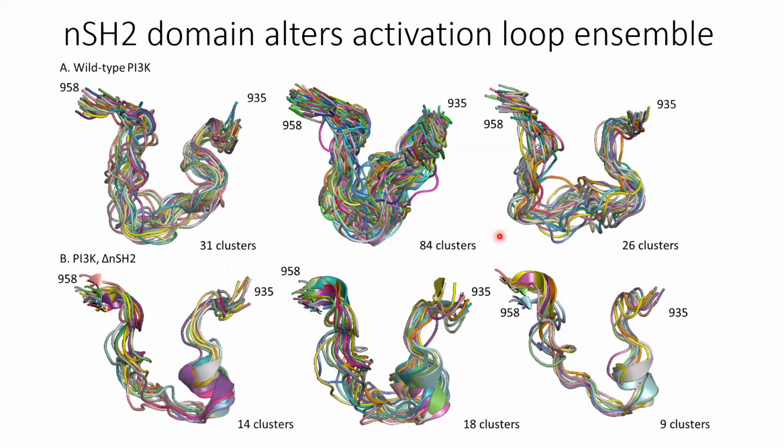So I also find that the removal of the NSH2 domain can alter the conformational ensemble of the activation loop. And what I'm showing here are clustering results from wild-type PI3K and PI3K in the absence of the NSH2 domain. So as you can see, comparing the top row and the bottom row, the conformational ensemble of the activation loop is actually altered by removal of the NSH2 domain.